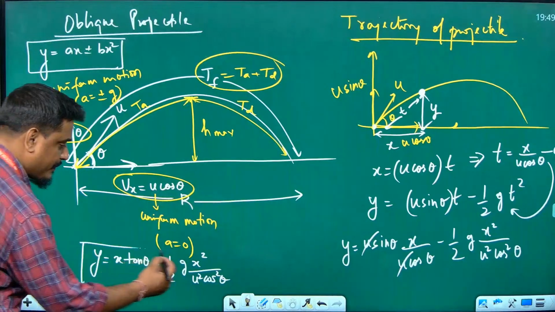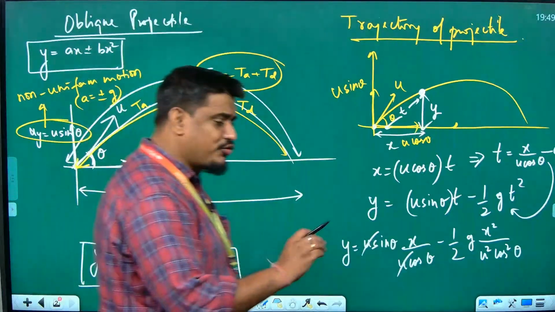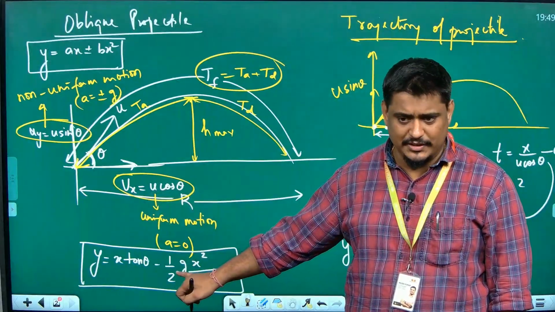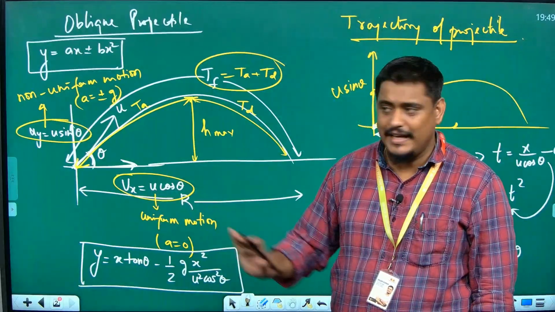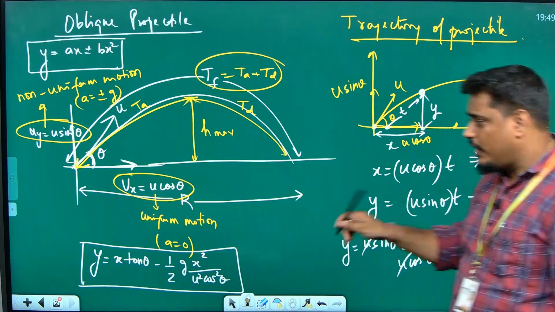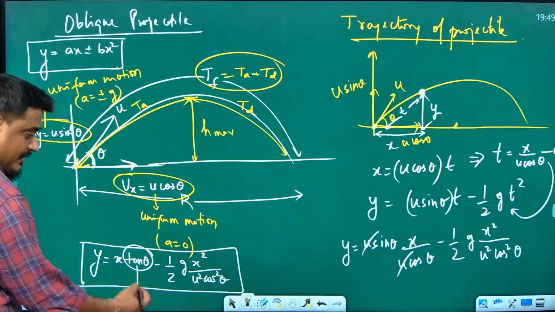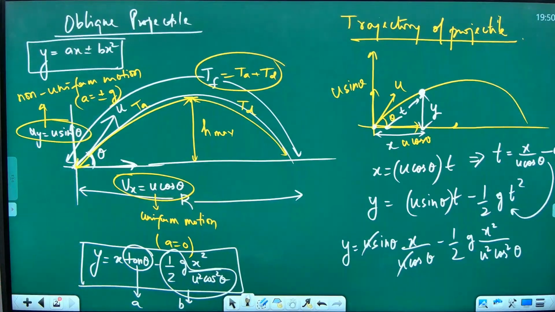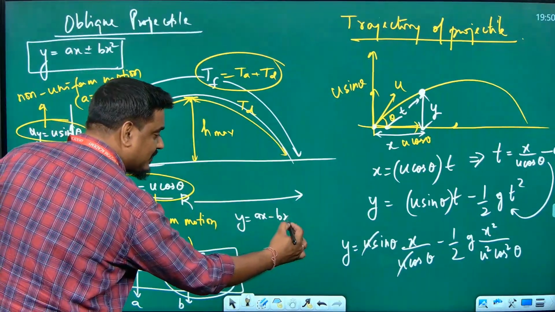Do you agree with me? If you see, theta is a constant. G is a constant, 9.8 meter per second square, and u is also constant. X and y are changing. X will keep on increasing, y will keep on increasing and once again decrease. So, if everything else is constant, this is a constant, I take it as a. This is a constant, I take it as b. Don't you think I very clearly get y is equal to ax minus bx square.